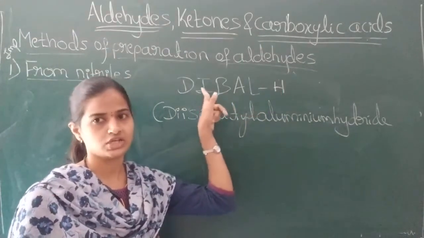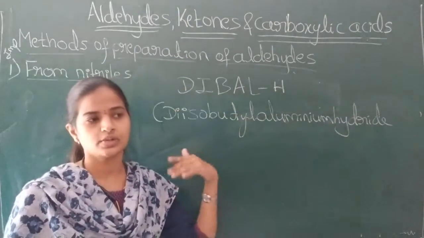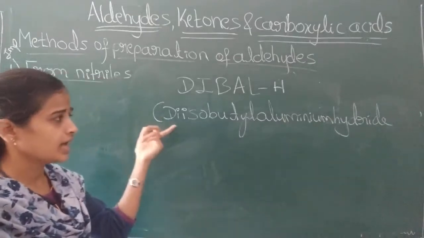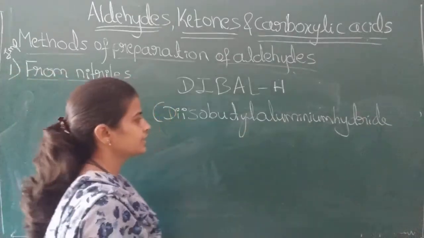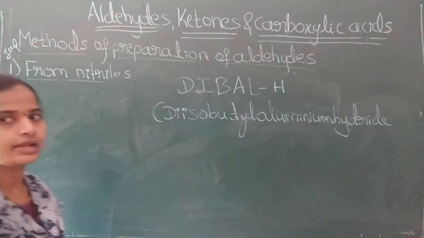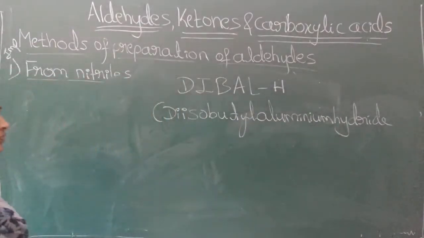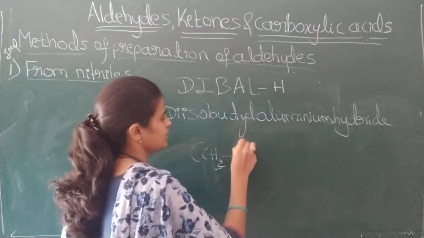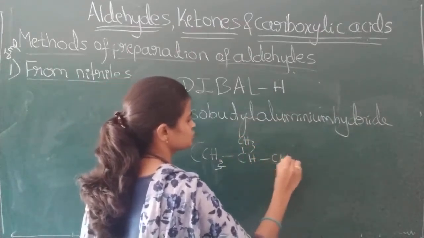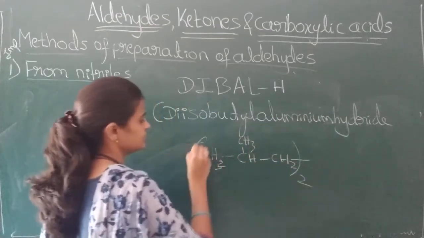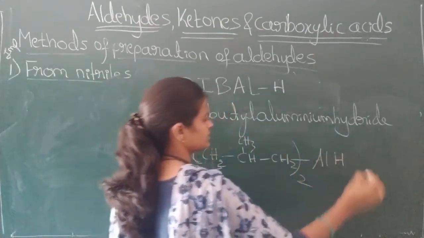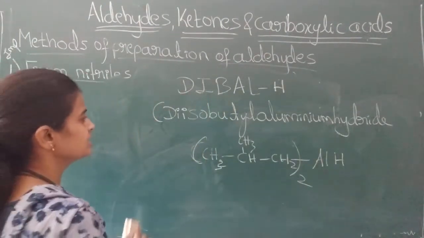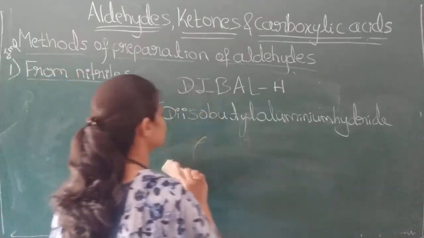It's one of the reducing agents used for nitriles, and it is also used to reduce esters to aldehydes. Its structure: diisobutyl means CH3, CH3, CH2, the isobutyl group twice, so diisobutyl aluminium hydride, DIBAL-H. You can read it as DIBAL-H.